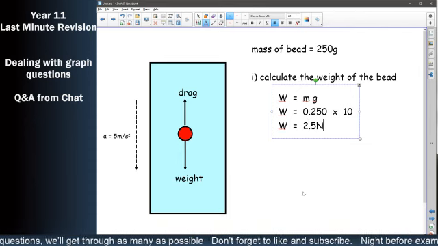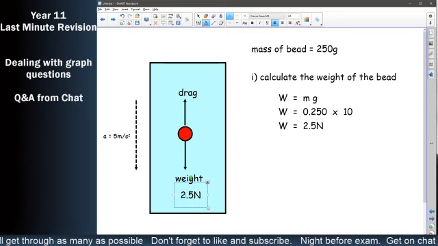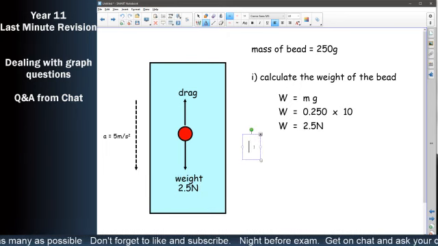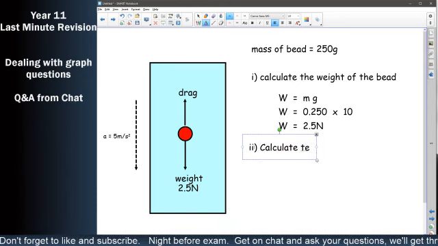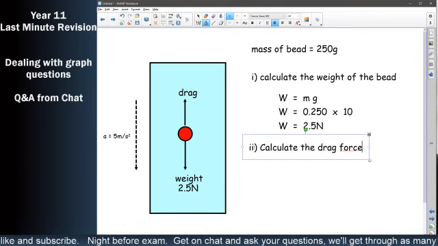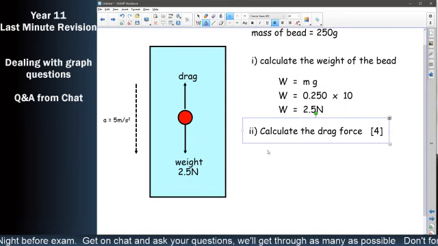And as soon as I get that, I've got that knocked into the diagram before I even read my next question. 2.5 newtons downwards, because I know what's coming. I've done enough practice to know that we want to then calculate the drag force acting on this, and this is going to be at least 4 marks. In fact, this might be one of the rare examples of where you get a 5-mark question.